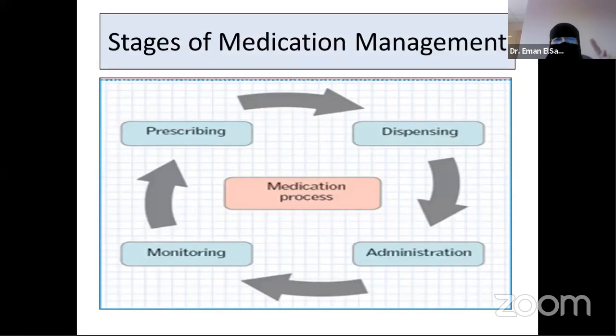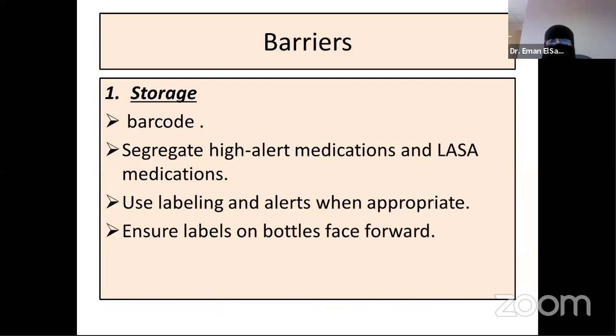To decrease the error during medication management, we put safeguards during dispensing, administration, monitoring, and prescribing, during every stage of medication management, starting from storage until the patient receives the medication. How can we put barriers to decrease the errors from storage until the patient receives medications?